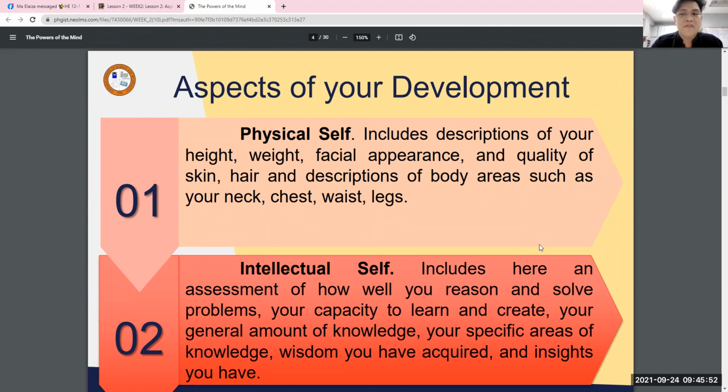And the aspects of your development: number one, the physical self. The physical self includes the description of your height, weight, facial appearance, and quality of skin and hair, and descriptions of body areas such as your neck, your chest, the waist, and the legs. That's an example of our physical aspect. What you see in the mirror is your physical self: how thick your eyebrows are, how fair your skin is, how beautiful your hair is, how long your neck is, how tall and how heavy you are. Everything that can describe your physical aspect is considered your physical self.